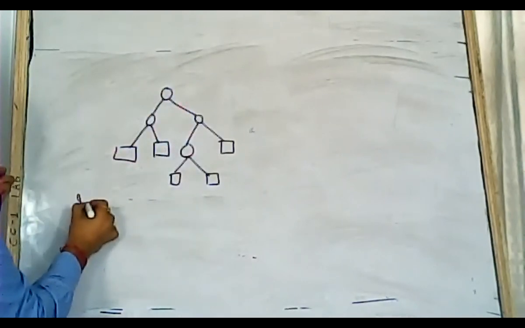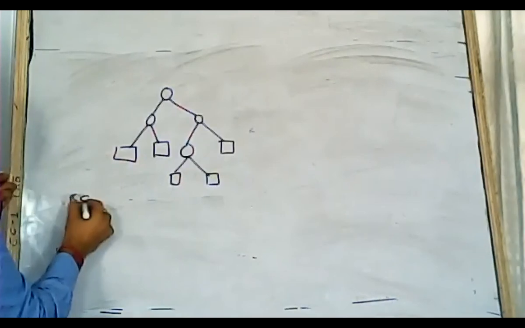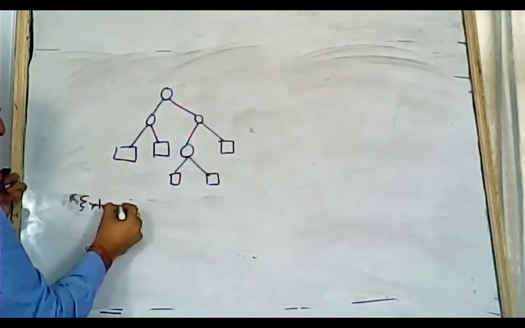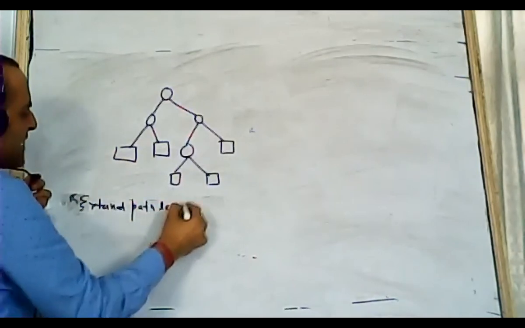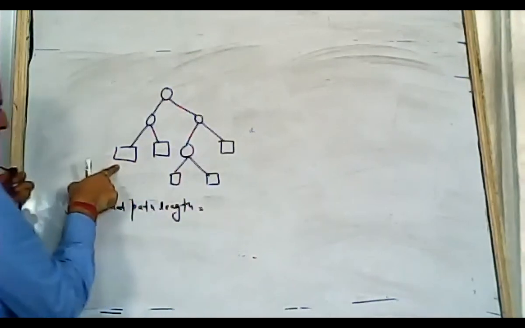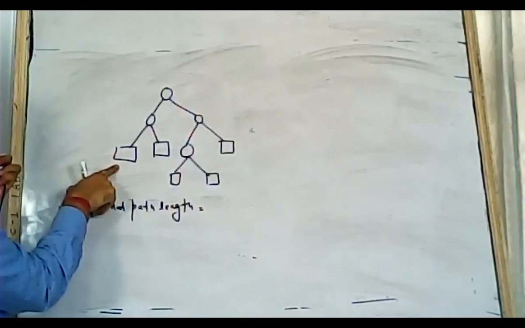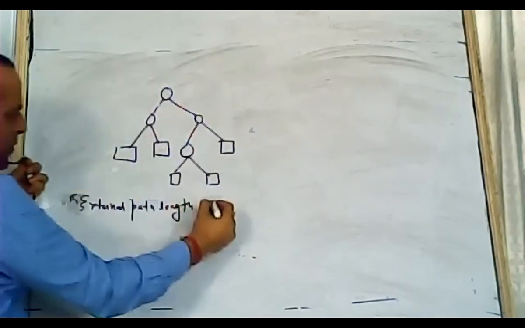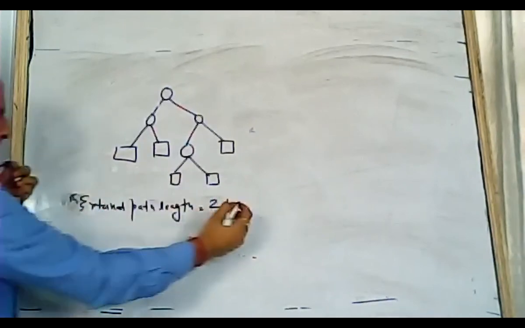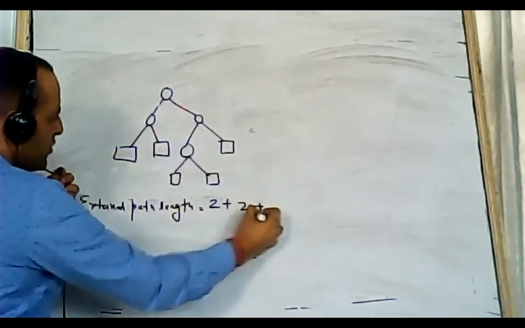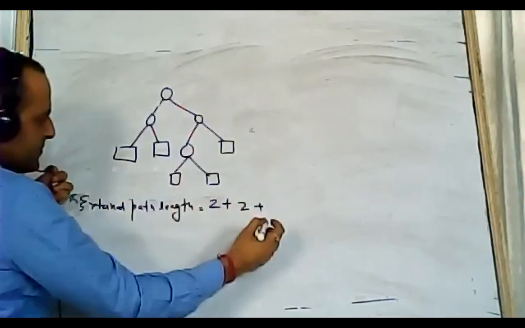Now let us first find the external path length of this tree. Check this node. How many edges toward the root? 1, 2. बाकी बताएं इसका 2. हाँ जी next 4.